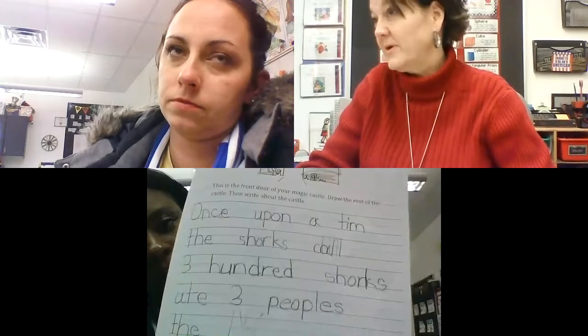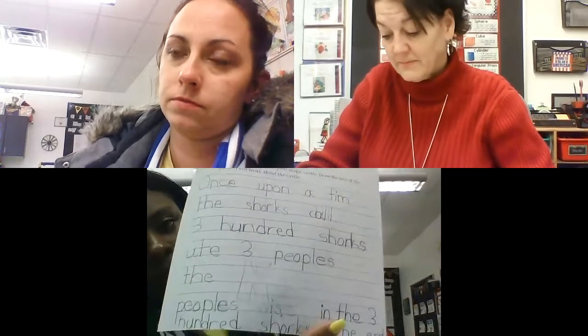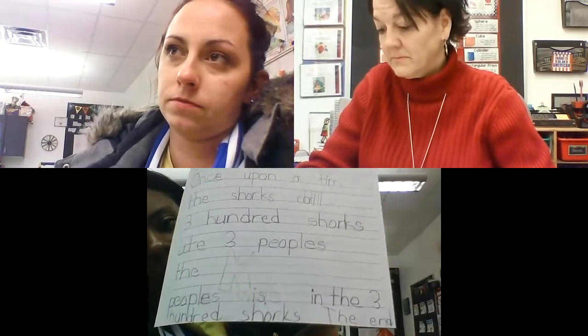So he says, once upon a time, the Shorks caught 300 sharks, ate 3 peoples. The peoples is in the 300 Shorks, the end. And so that's the student's writing. This is a first grader in my ELD class.